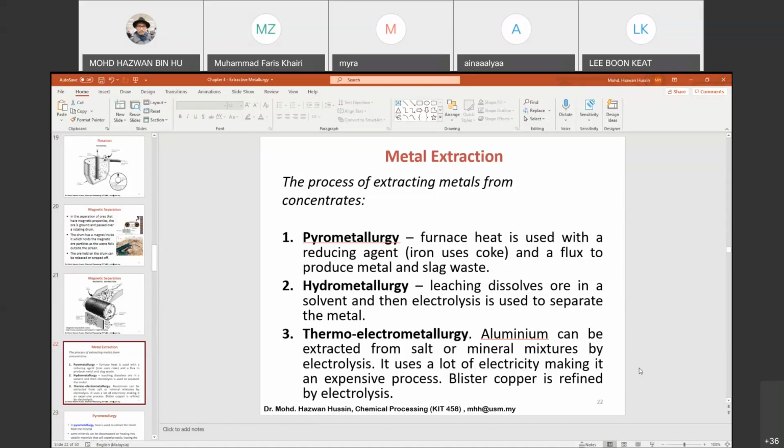Most of this process in pyrometallurgy is that the ore will be burned in the furnace in the presence of oxygen, charcoal and coke to produce the molten metals. The second method is known as hydrometallurgy. Hydrometallurgy is known as one of the soft techniques because it doesn't require heating.